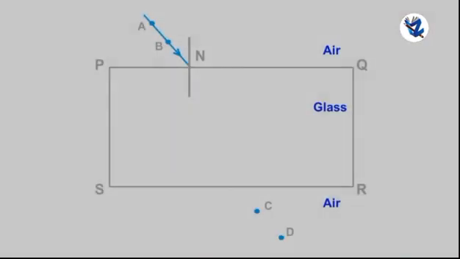Now remove the slab and the pins and draw a straight line going through the points C and D so that it intersects SR at M. Join points M and N. Observe the incident ray AN and emergent ray MD.